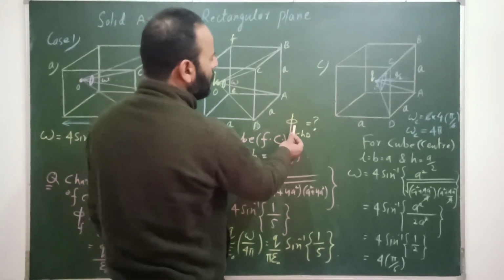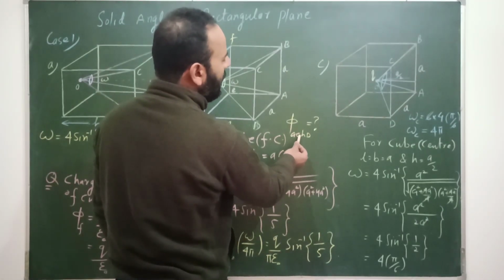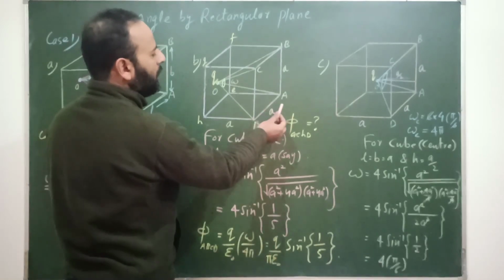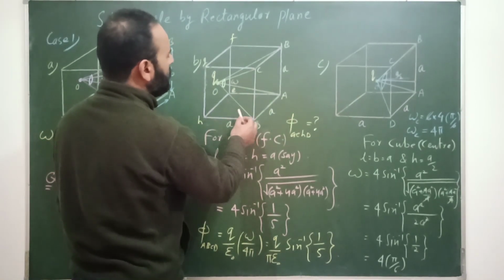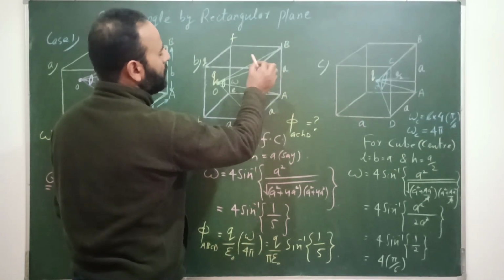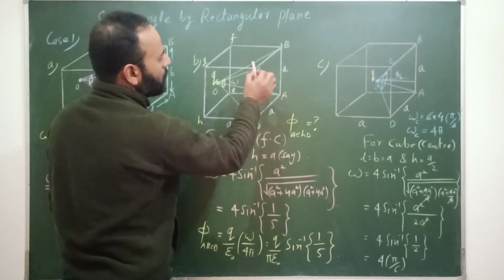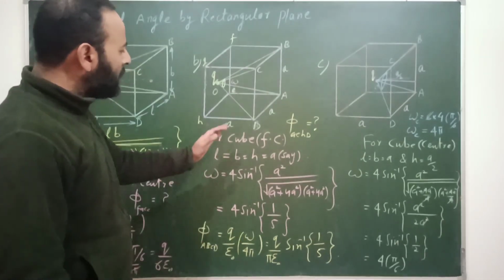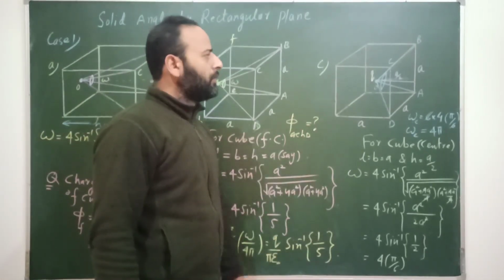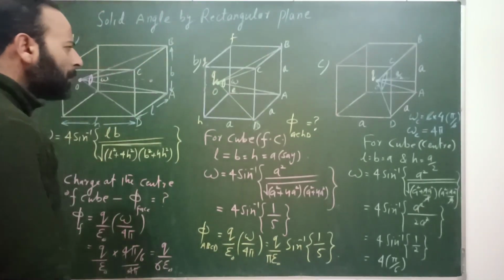Now here the question for you is, what is the flux through AEHD? That is this face, AEHD. So this face is different from this face. So the solid angle subtended by this face is not equal to the solid angle subtended by this face. That we will calculate later on, and we can find the flux also through this.